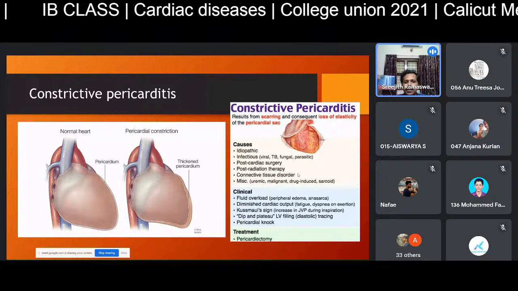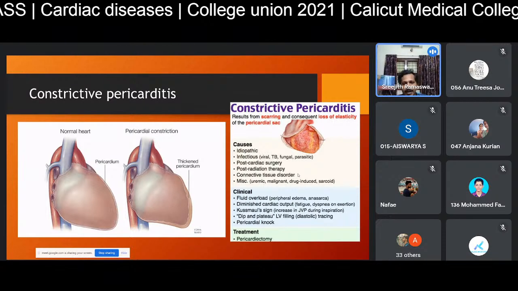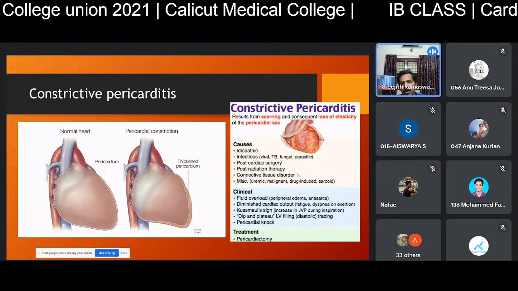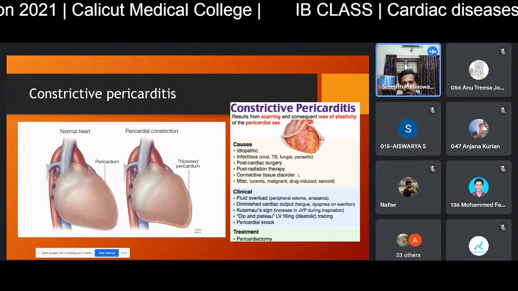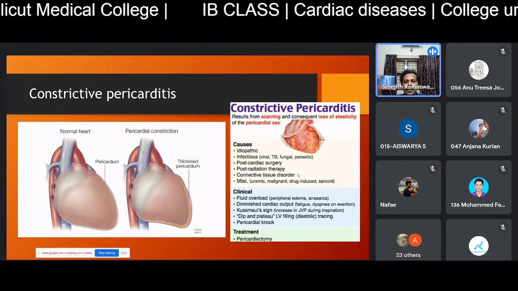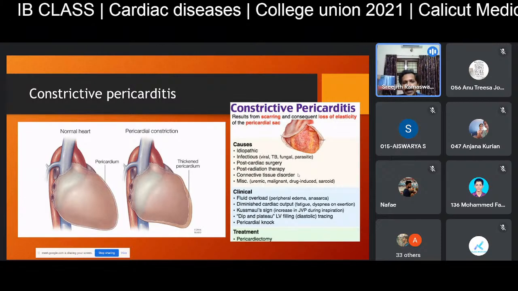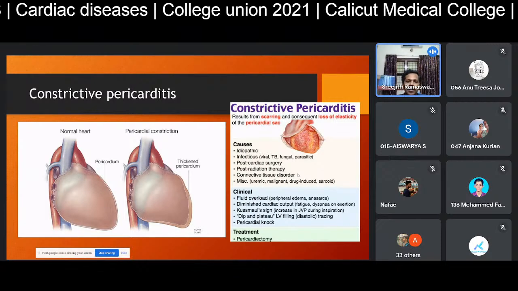The patient usually presents with features of cardiac failure, predominantly right-sided. That is edema, elevated JVP, pedal edema. All these things can be present. Ascites is also present, and the patient can have features of diminished cardiac output also. And a characteristic sign that you will see is the Kussmaul sign.